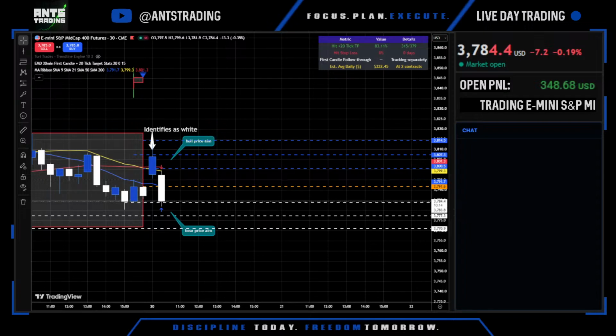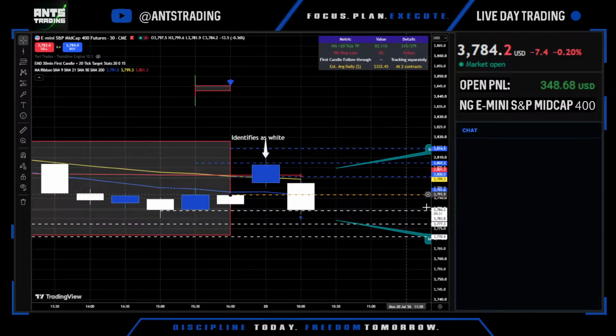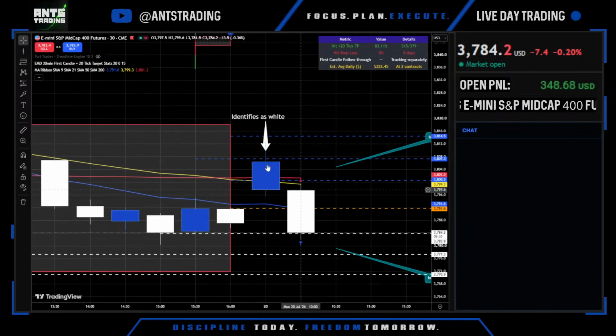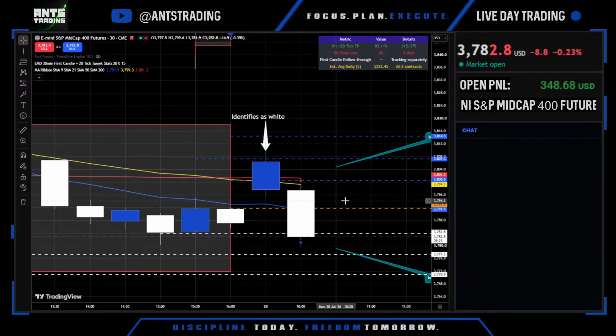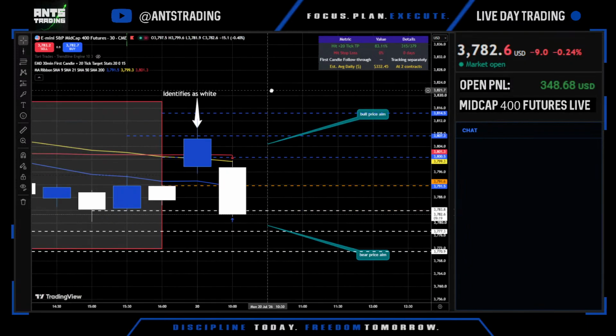Alright. I didn't realize it muted itself. That's stupid. I've been talking this whole time. Basically what I'm saying is, I don't know if this is correct or not, but this candle here identifies as white because it was actual close. Even if it's blue, it says it's white. That's how I'm gonna see it.